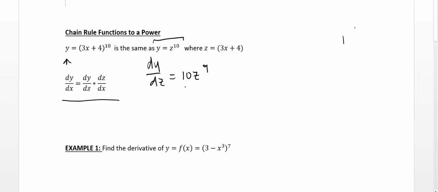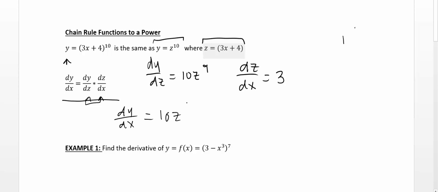We also need to find dz/dx, the derivative of z with respect to x. So now we're looking for the function where z is our dependent variable and x is our independent variable. So that's our 3x plus 4. When we take the derivative of 3x plus 4, we just get 3. So now our rule says we're going to multiply these two derivatives together. So dy/dx is going to equal 10z to the 9th times 3.